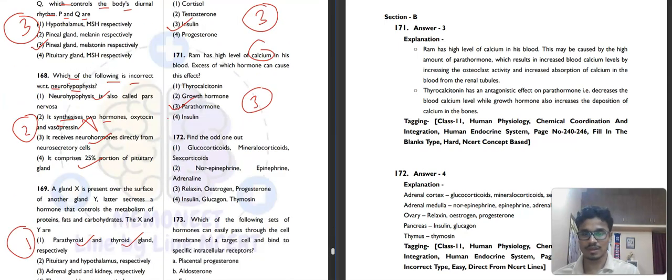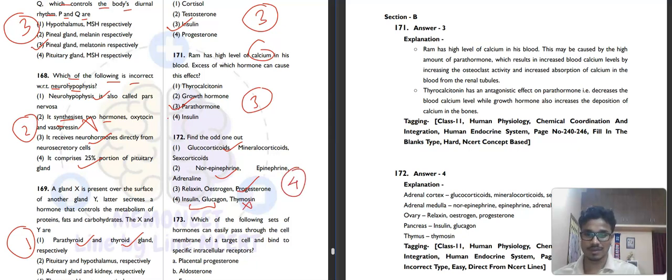Then question number 172. It is saying, find the odd one out. Glucocorticoids, mineralocorticoids, sex corticoids, all are related. Norepinephrine, epinephrine, adrenaline, related. Relaxin, estrogen, progesterone, relaxin is also correct. Insulin, glucagon, thymosin. Insulin and glucagon are released by the pancreas, but thymosin is released by the thymus. This is not related. So here the fourth option will be the correct answer.